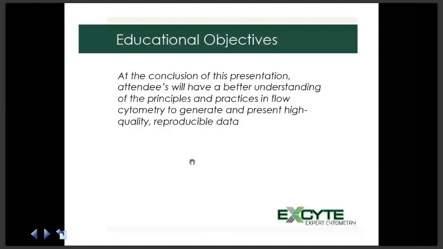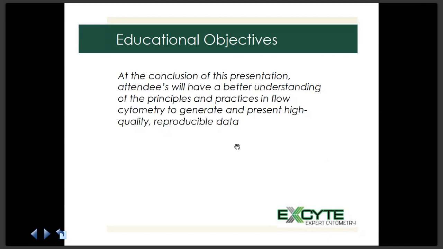Hello from around the world, and I appreciate you spending a little bit of time with me. Today we're going to talk about the concept of reproducibility and best practices in flow cytometry. This is a highlight of a lot of the material that we cover in much more detail in the mastery class. And at the end of the day, I'm hoping after you've attended this webinar, you're going to have a better understanding of some of the principles and practices in flow cytometry to generate and present high quality reproducible data.